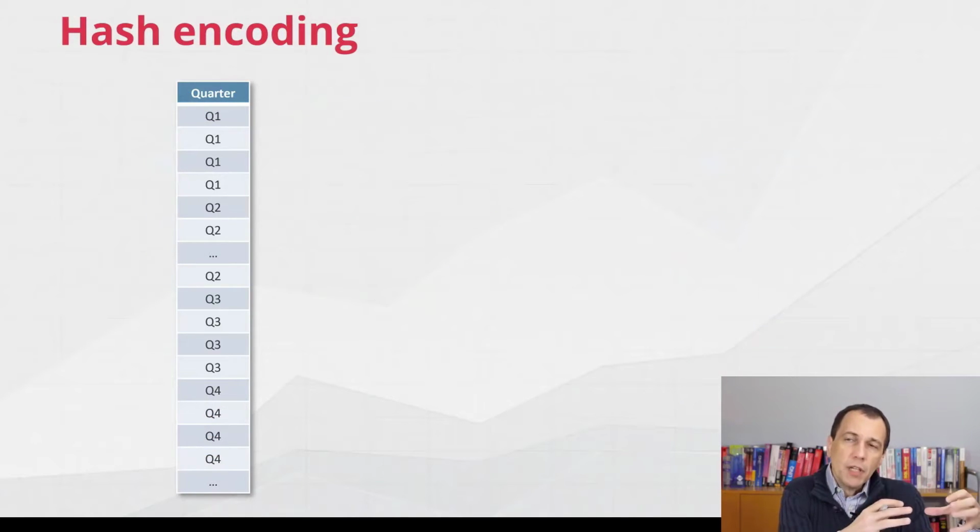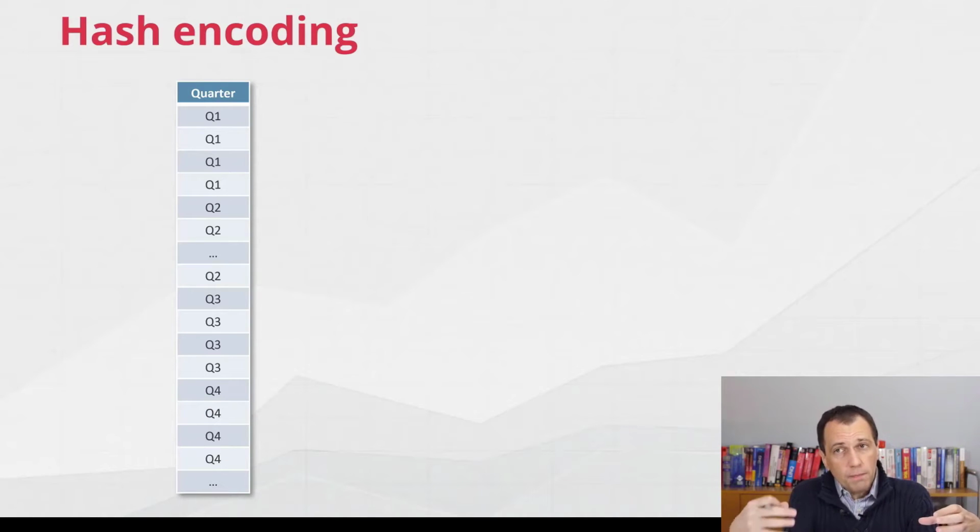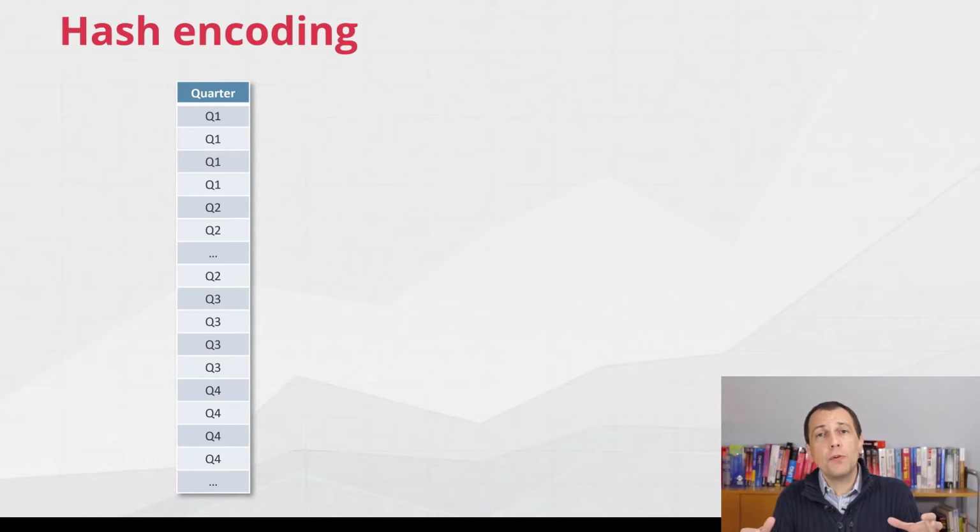Now, the value encoding is one way to store the data in memory. There is another way that is called hash encoding. And every column can be stored either in hash encoding or value encoding. Now, if you have a string, the string cannot be stored in value encoding. It will always be stored in hash encoding.